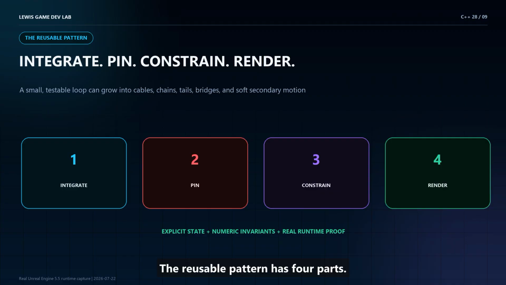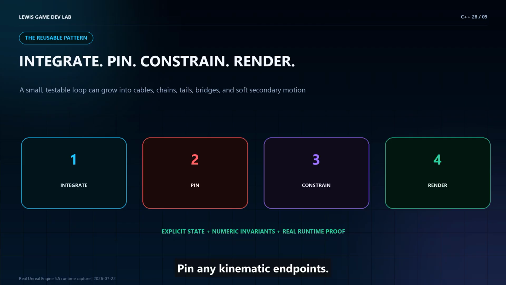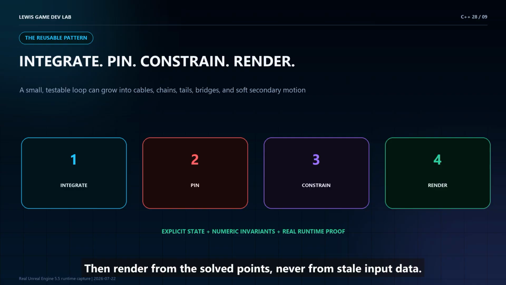The reusable pattern has 4 parts. Integrate free points from current and previous positions. Pin any kinematic endpoints. Iterate constraints until link error is acceptable. Then render from the solved points, never from stale input data.